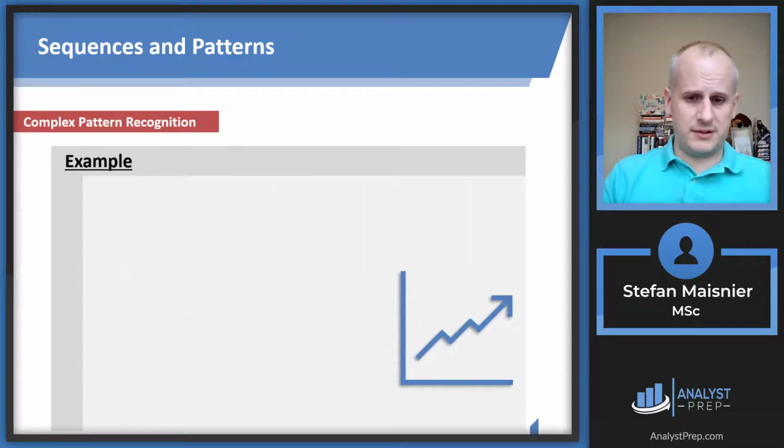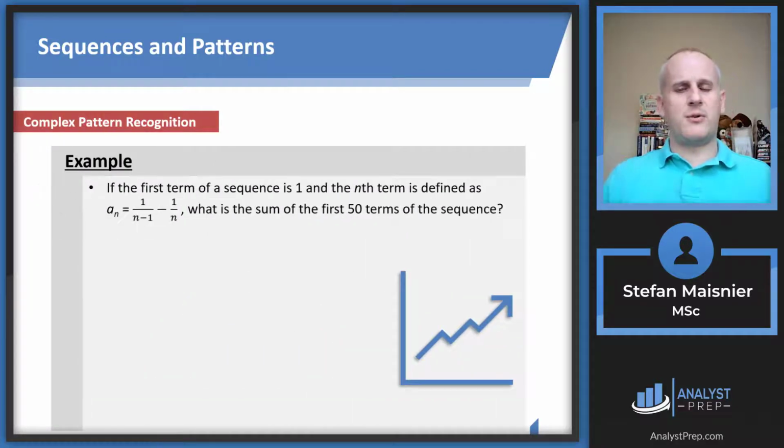So here we're going to have a question asking: if the first term of the sequence is 1 and the nth term is defined as a sub n, so the nth term is equal to 1 over n minus 1, minus 1 over n, what is the sum of the first 50 terms of the sequence? Again, trying to do this fully is absurd under the construct of the exam and the time limitations.